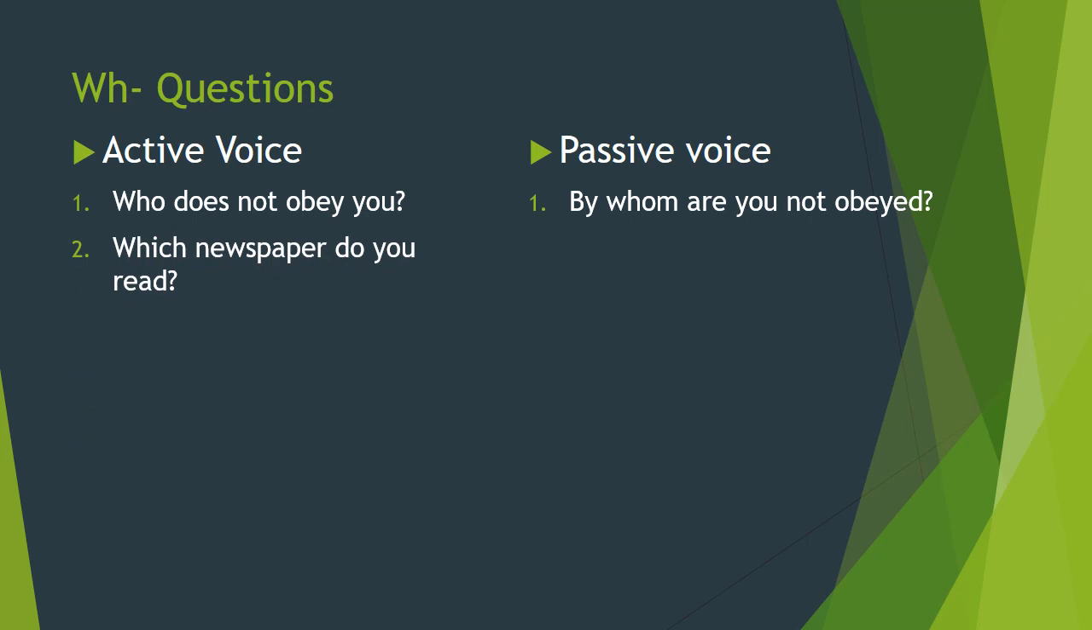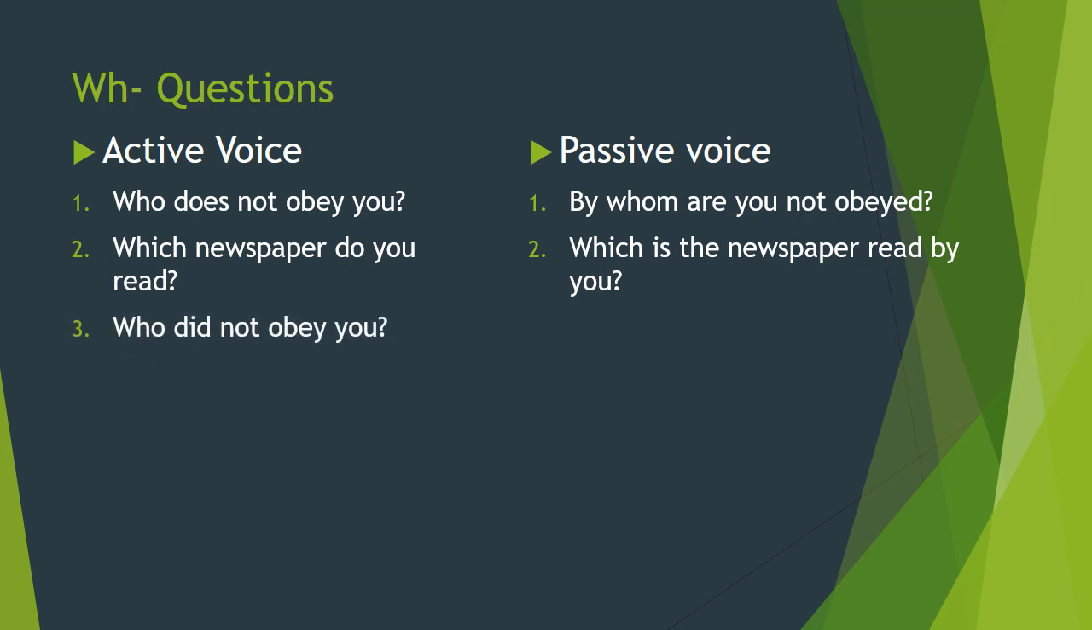Now the second question. Which newspaper do you read? Here the subject is you, verb is read, newspaper is the object, and it is in simple present tense. In passive voice, which will remain which only, and the structure will be which plus to be form plus object in AV, that is newspaper, then past participle form of read, that is read, preposition by and the subject you. So the passive voice will be: which newspaper is read by you?